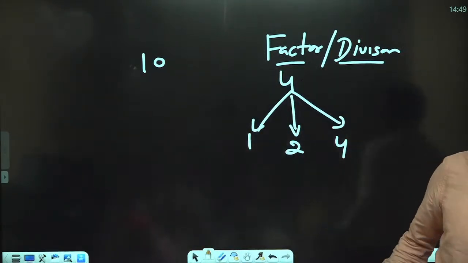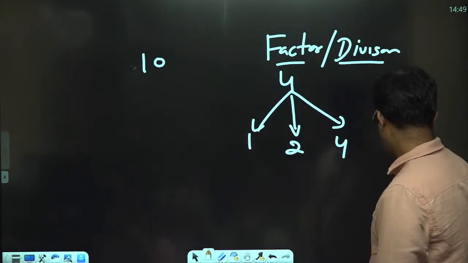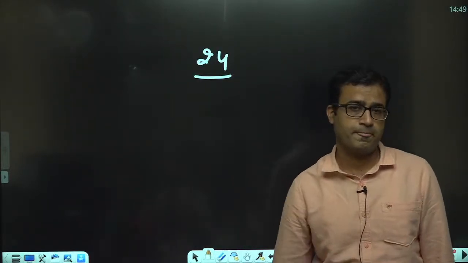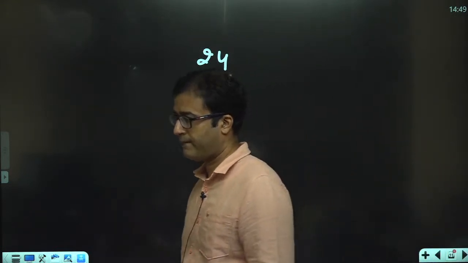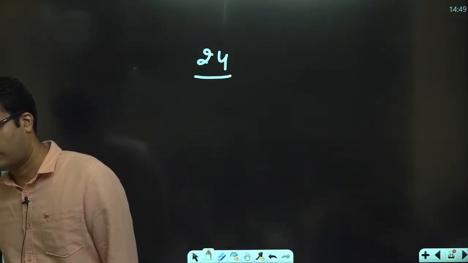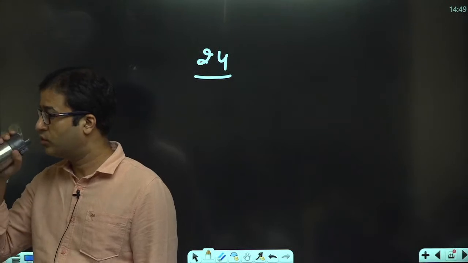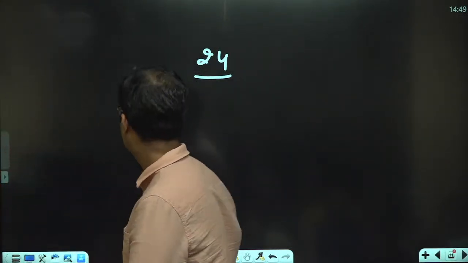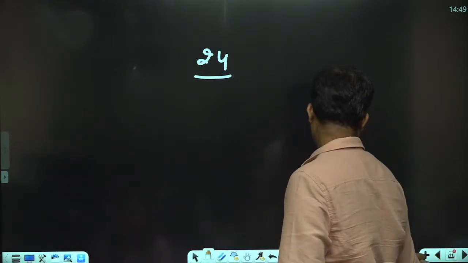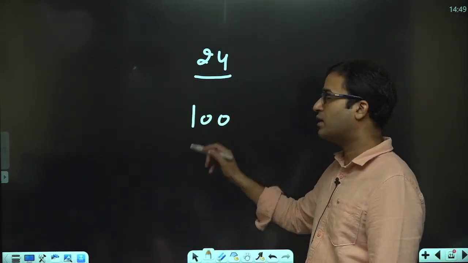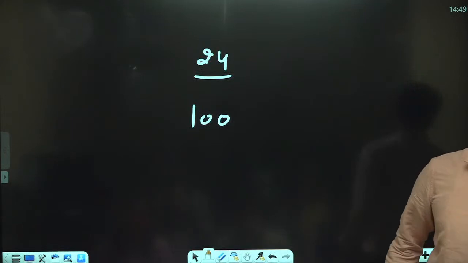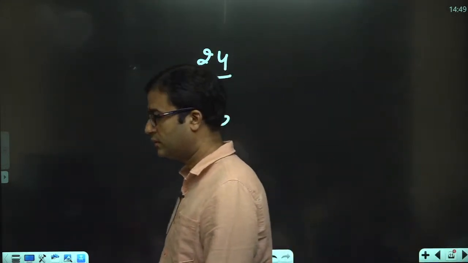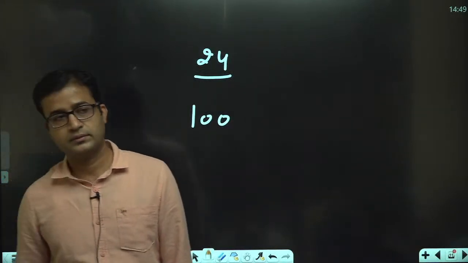5, 10. Can you tell me what are the factors of 24? 12, 20. What are the factors of 100? 1, 2, 4, 10, 25.